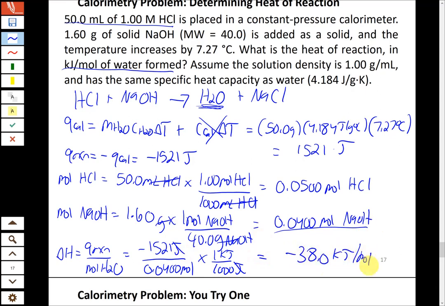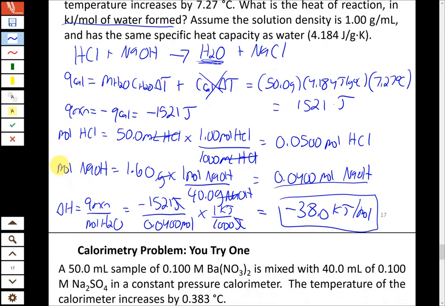kilojoules per mole. It's not going to be particularly common that you have to combine calorimetry and stoichiometry like this. I just gave this one as kind of a more involved example to show you some of the different steps that go into this, but this was a good review of what we learned today, calorimetry, as well as the stoichiometry stuff that we covered last time.